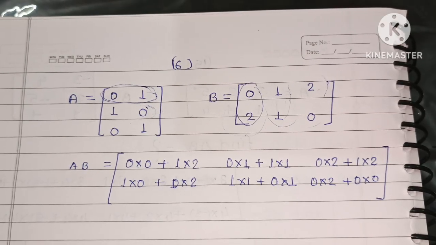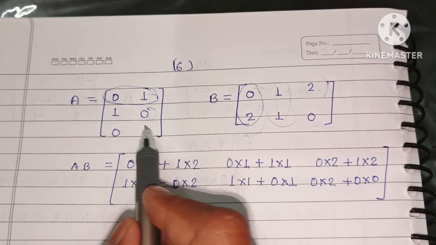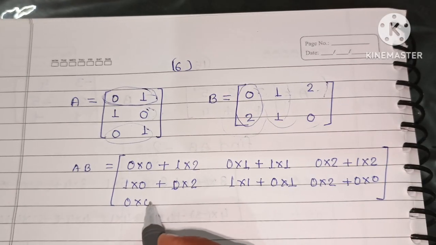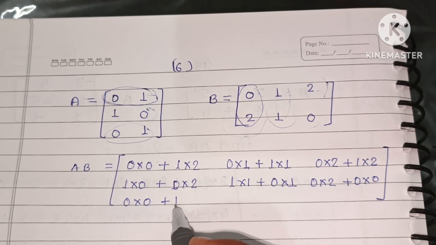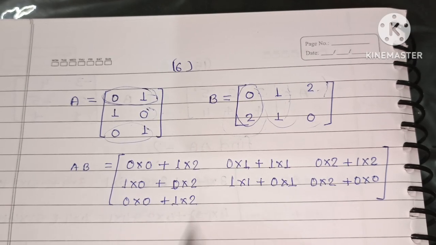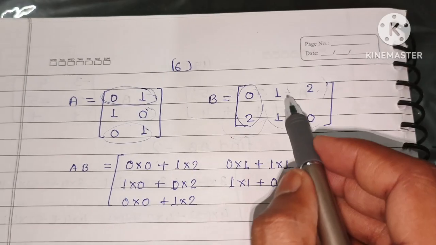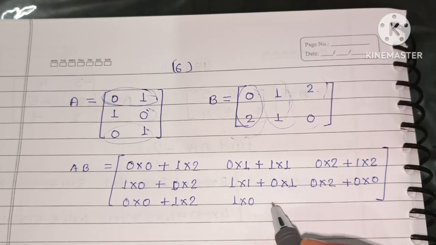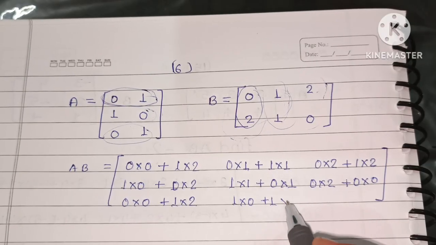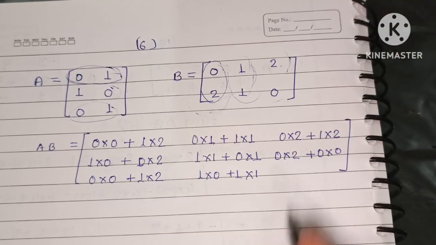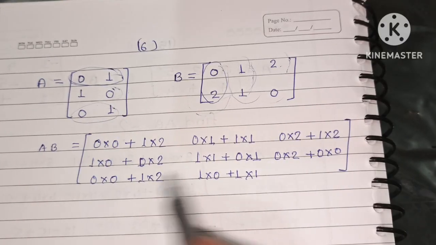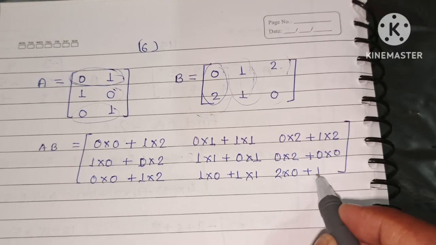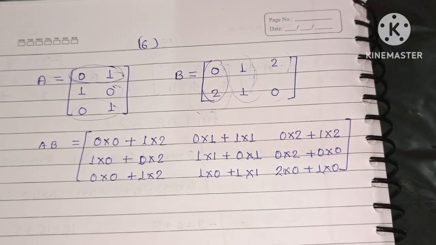Now next, last, this row will multiply by this, so that is 0 into 0 plus 1 into 2. Now once again, this multiply by this, so that is 1 into 0 plus 1 into 1. Now this column will multiply by this, so that is 2 into 0 plus 1 into 0. Now we will solve.